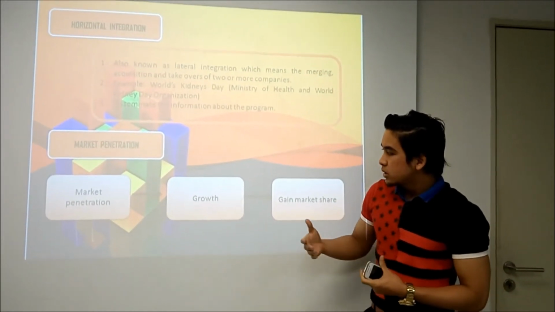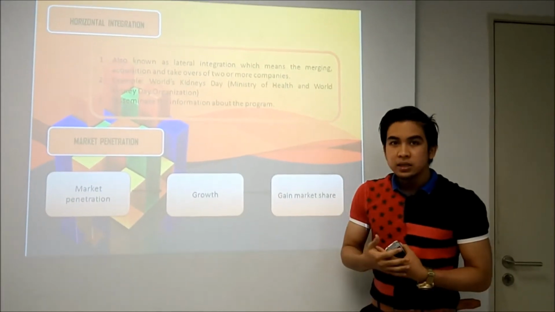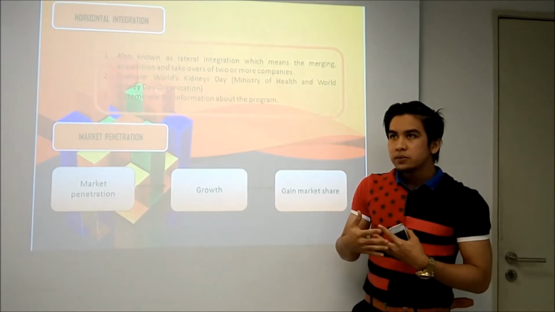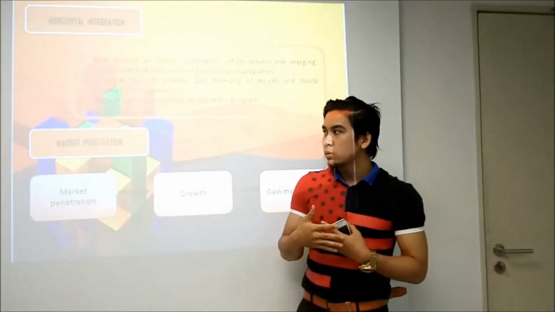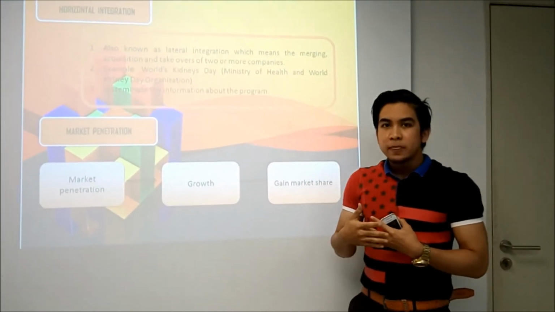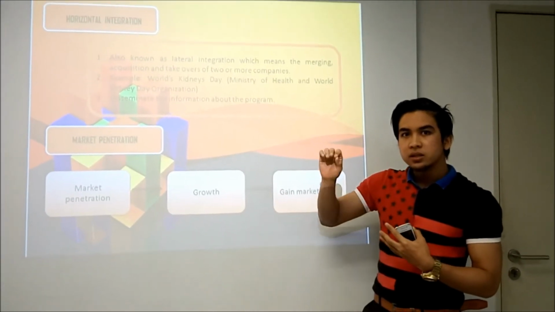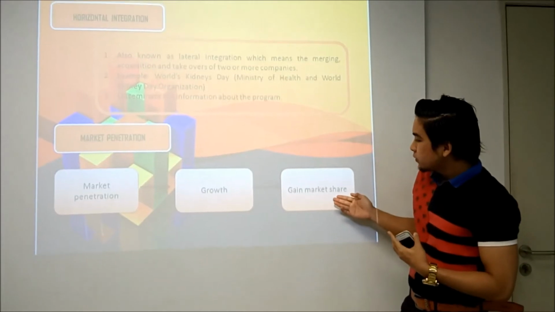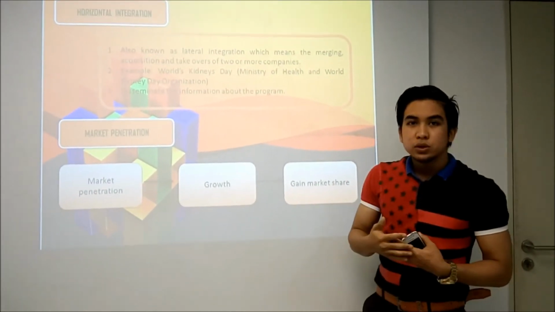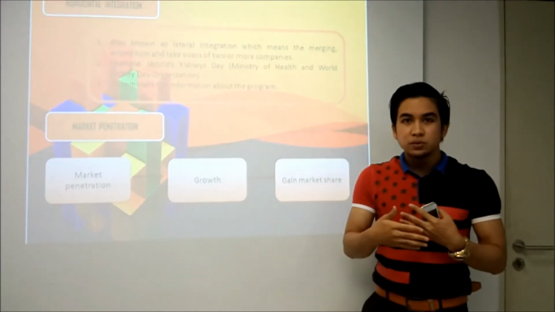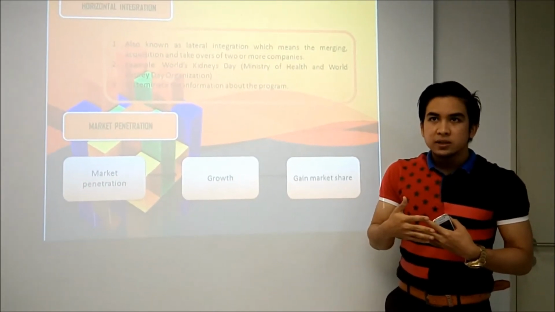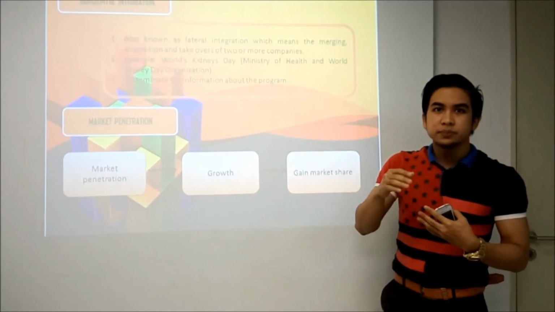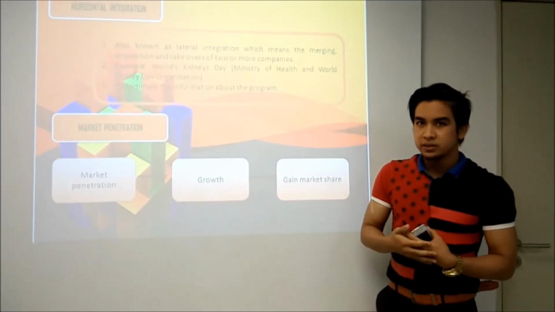For the growth, as we can see at the end of our program, the number of smokers who stop smoking shows an increasing result. And for gaining market share, at the end of the program we also show the number of smokers who still have not stopped smoking cigarettes.